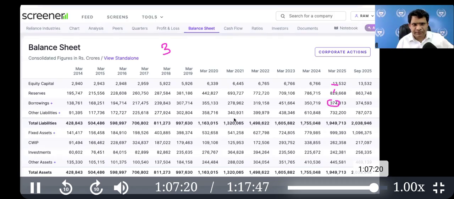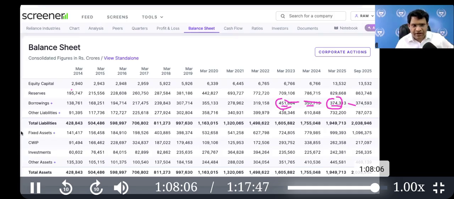D ratio, 3/8, will be around 0.4. Okay, so that is manageable. One more thing you can see is that the total debt value has also been reducing for the last 3 years. Here it went up to 4.5 lakh crore. This is in lakh crore, this is in crores. Now it has reduced. Initially this was because of Jio and all things, now it is reducing. So Reliance has been reducing debt for the last 3 years.